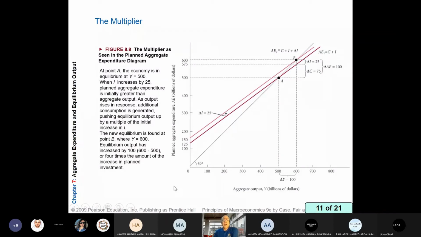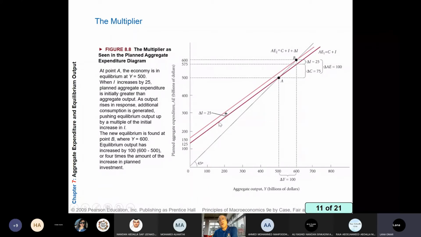Lana, could you complete your reading? Okay. The new equilibrium is found at point B, where y equals 600. Equilibrium output has increased by 100, 600 minus 500, or 4 times the amount of the increase in planned investment.